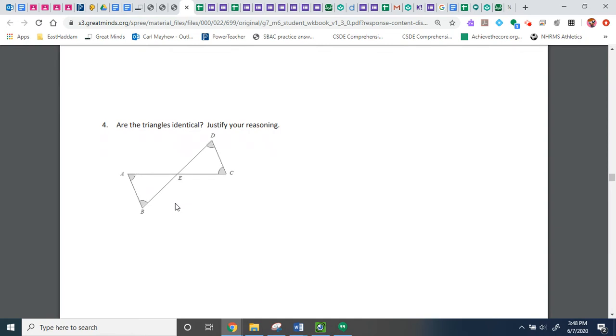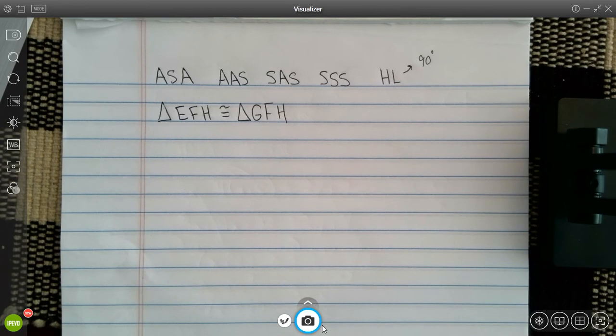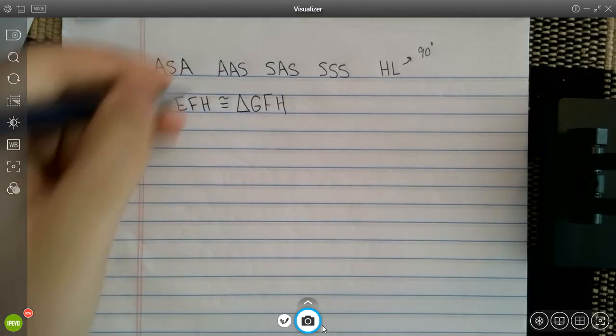Now, this one I like a lot. Once again, there are vertical angles, but are these 2 triangles congruent to one another? You'll notice that angle, angle, angle is not one of our rules, and I want to show you why it's not going to be one of our rules.